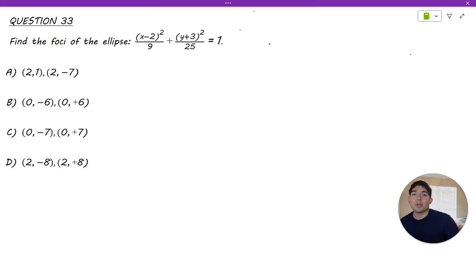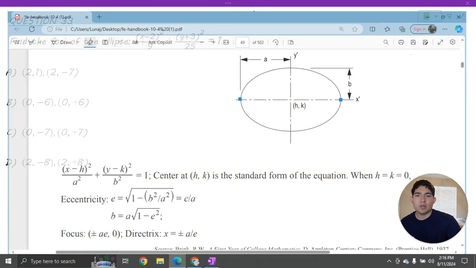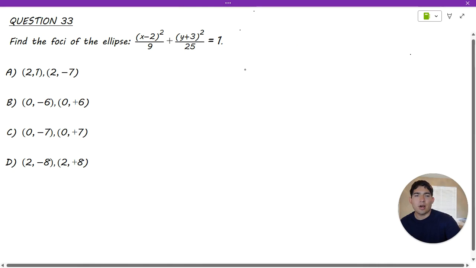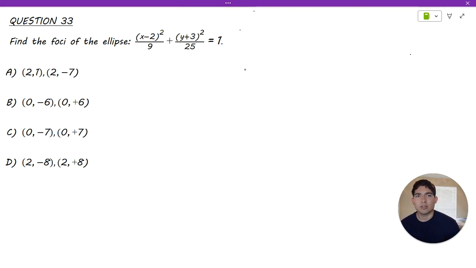So moving on to number 33, we have one more question where we need to find the foci of the ellipse. This problem is going to be different than the last one because in the last one, our ellipse was centered at (0, 0) and it looked just like this one, right? The major axis was along the x coordinates. This one is not that case. So we need to make a couple of adjustments and I'll show you how.